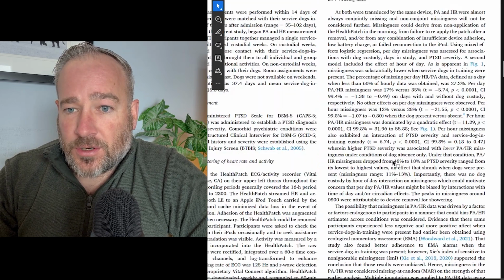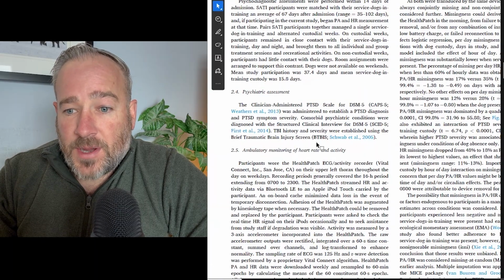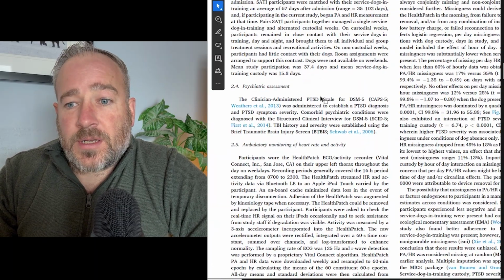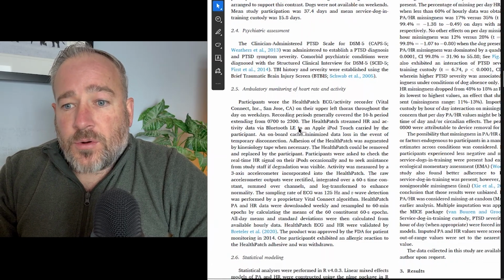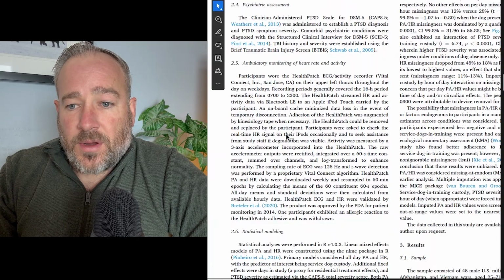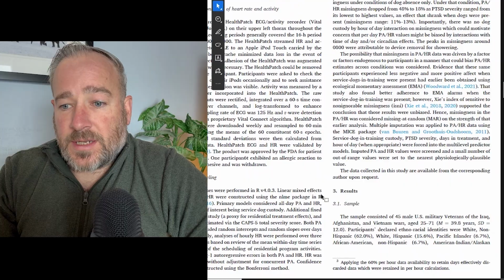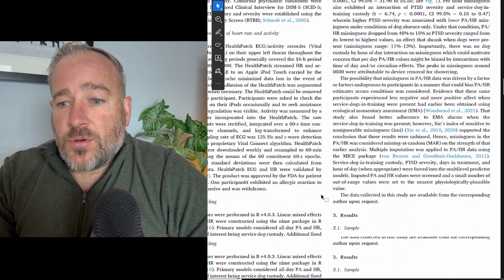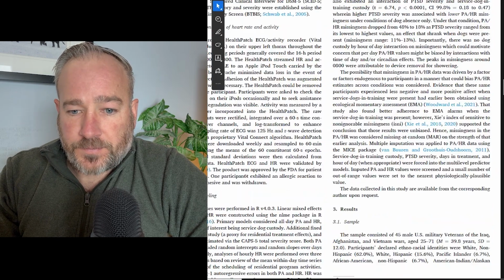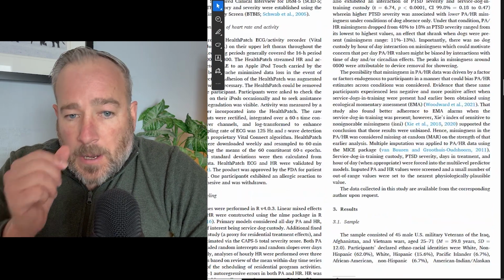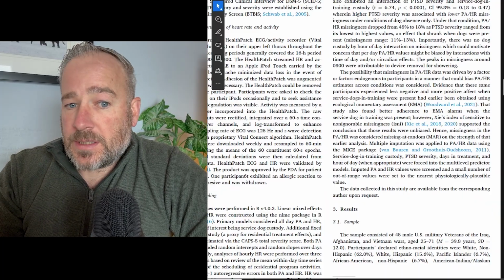It tells you the procedure, the study procedures, the psychiatric assessment, how they're measuring it. That's how they're measuring inclusion into the study. Ambulatory monitoring of heart rate and activity. Right, this is the thing that they're measuring. Then their statistical modeling. This is what statistical program they're going to use to prove or disprove, hopefully prove, their hypothesis, right? And in this study, the participants were male veterans with PTSD.